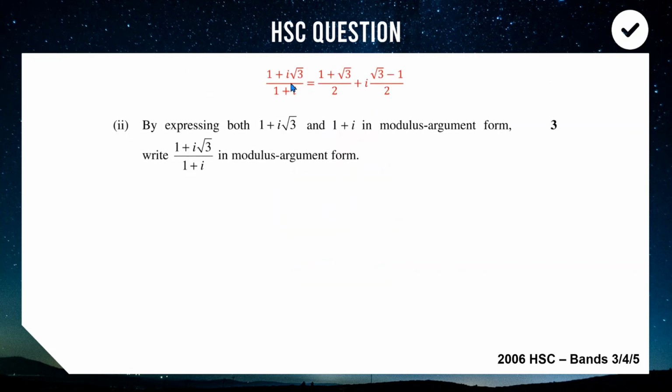Okay, we'll keep that aside because that's going to come in handy later, that this is the Cartesian form of this complex number. Now part 2, which is worth 3 marks, which is most of the question. By expressing 1 plus i root 3 and 1 plus i in mod arg form, which is what we call polar form, write 1 plus i root 3 divided by 1 plus i in mod arg form.